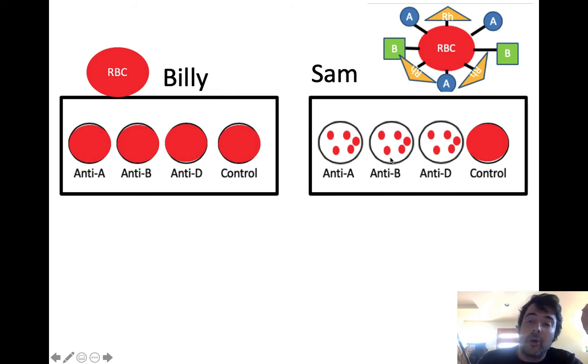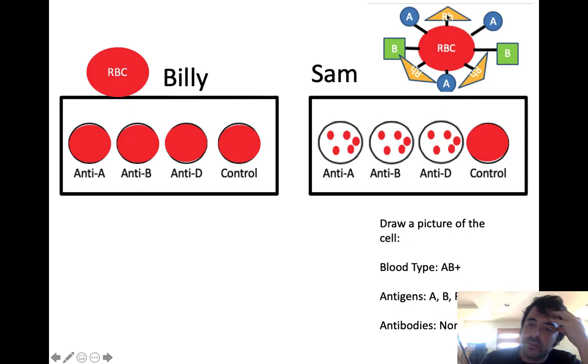Then I see the agglutination with the anti-B. It means the anti-B antibody bound to the B antigen, causing agglutination. So they have to have the B antigen on the surface of the red blood cell. Same with the RH. So when we start asking questions, if I ask you to draw a picture of the cell, I'm saying, do you understand, based on an Eldon card agglutination reaction, what blood type the individual is, or what antigens would be on the surface of that person's red blood cell?